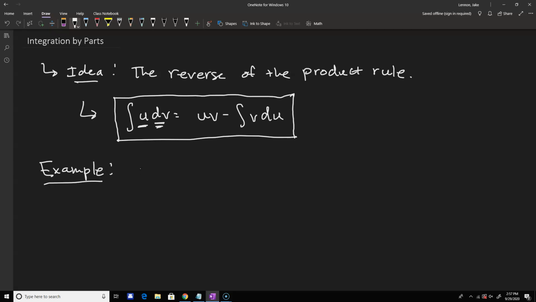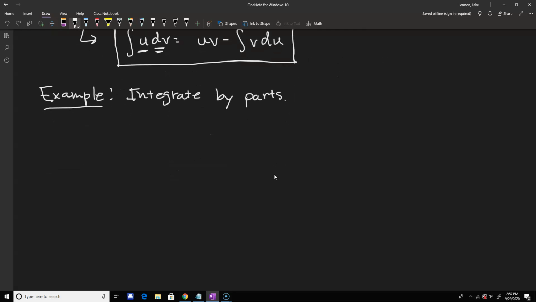So the first one here, we'll say integrate using integration by parts. So all of these are going to be by parts. Maybe there will be some sub-parts of them that we'll do by substitution, but the main idea for all of these is to just integrate them by parts. So let's say we have the integral of 14x times e to the 2x dx.